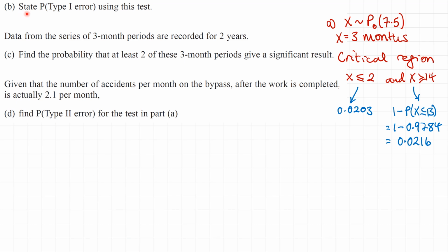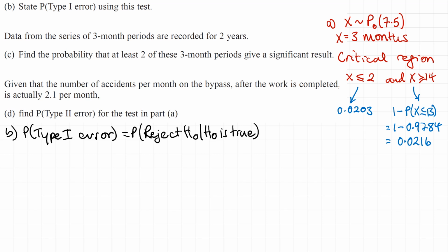Part B, we want to state the probability of a type 1 error using this test. So a reminder, the probability of a type 1 error is the probability that you reject H0 given that H0 is true.